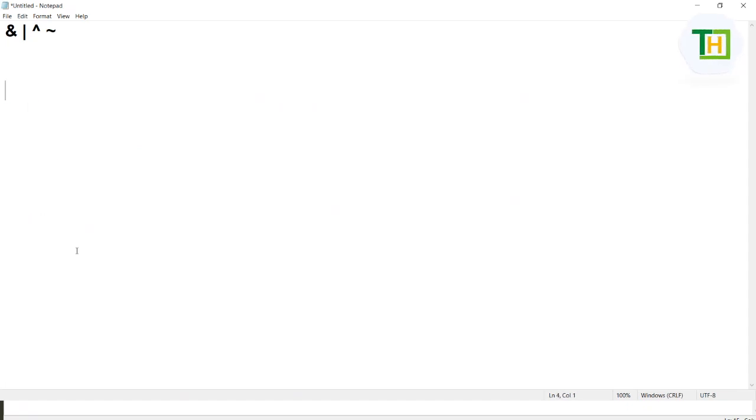For example, 5 cap 4 here. 5 means 101 and 4 means 100. 1 and 1, that is going to be 0. 0 and 0, that is going to be 0. 1 and 0, that is going to be 1.